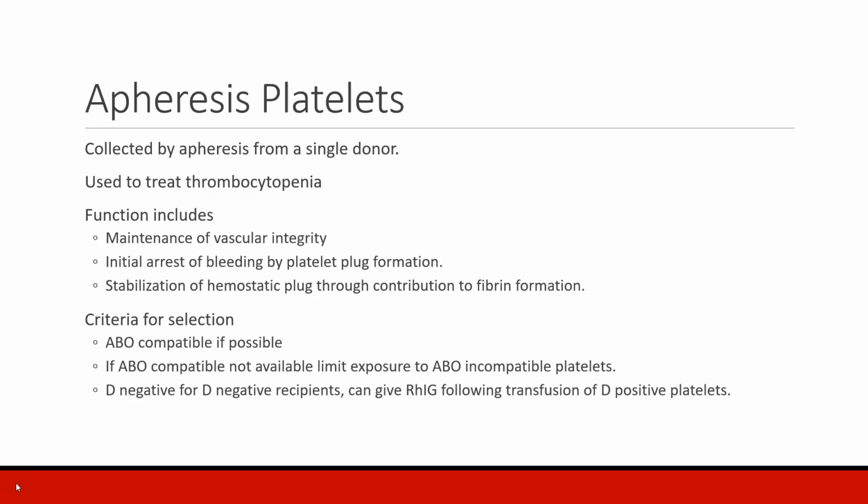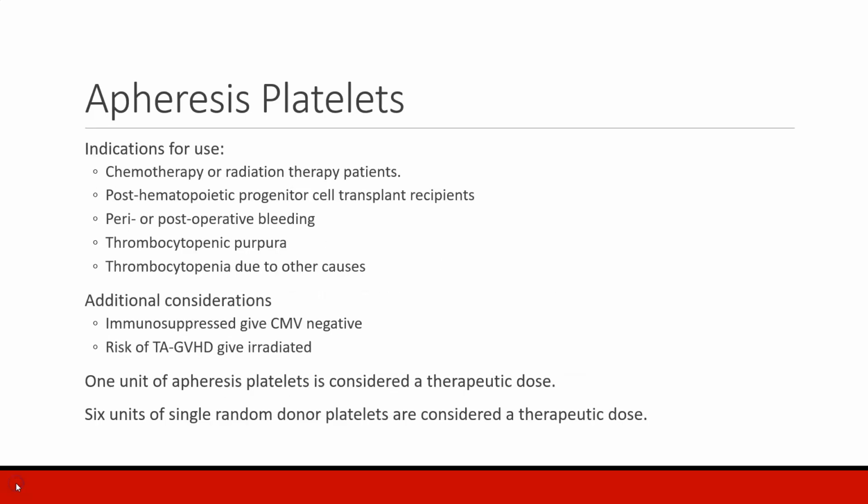What is Rh immune globulin? It's anti-D in a bottle. So we'll calculate the dose and then give that to the patient. What are indications for use? Again, chemotherapy or radiation therapy, because it will affect the bone marrow.